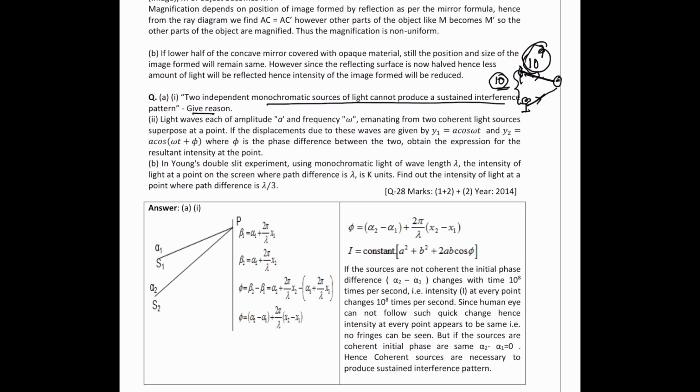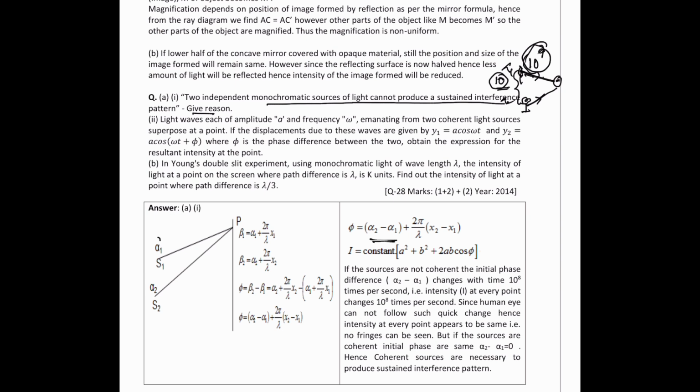So how can I observe this change which is happening because of the initial phase alpha 1, alpha 2, 10 to the power 9 times per second? That is why we need coherent sources of light. And how are they produced? By division of amplitude and division of wavefront. This is how we can produce the coherent sources. So I have explained in detail what actually happens.